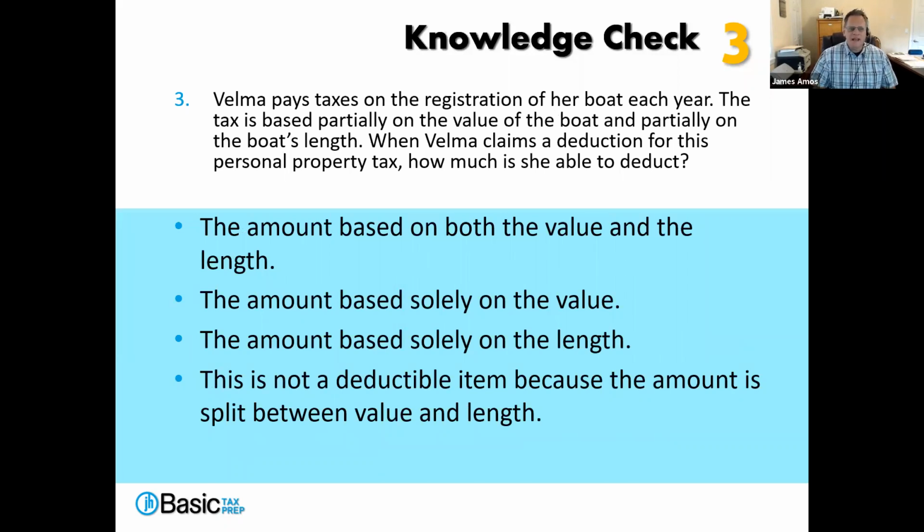Now, Velma pays taxes on the registration of her boat each year. The tax is based partially on the value of the boat and partially on the boat's length. So already, guys, stop for a second. Have we ever talked about something's length as being a deductible tax? No. Have we talked about being taxed on the value of something as being deductible? Yes. So already, without even going to the rest of the question, what are we aiming for here? The value part of the boat.